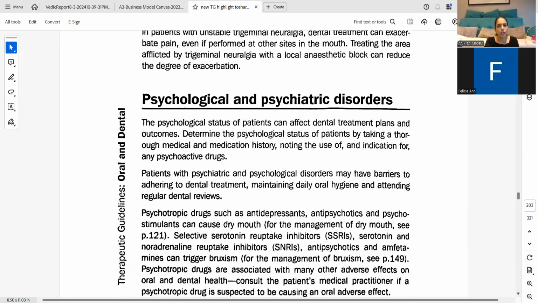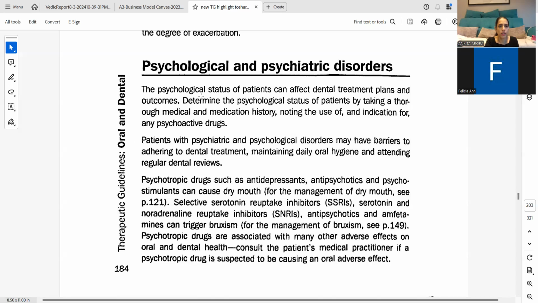Next, we have psychological and psychiatric disorders. The psychological status of patients can affect dental treatment plans and outcomes. Determine their psychological status by taking a thorough medical and medication history, noting the use of and indication for any psychoactive drugs. Patients with psychiatric and psychological disorders may have barriers to adhering to dental treatment, maintaining daily oral hygiene, and attending regular dental reviews.